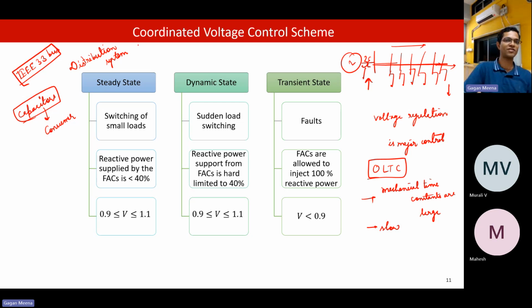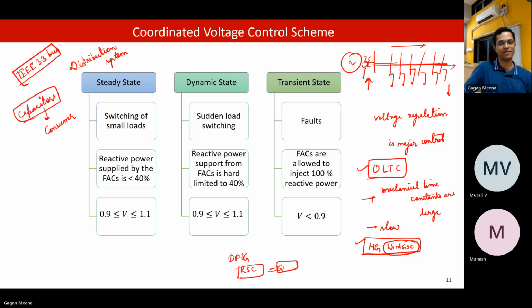Here it is called a coordinated control scheme because we are coordinating different types of devices. Here, two types of devices: one is this OLTC, which is a slow device, and there are some fast devices also, such as the microgrid and these wind converters. They have a grid side converter. If it's DFIG based, then there is a rotor side converter and a grid side converter. This grid side converter can be used to support the grid.